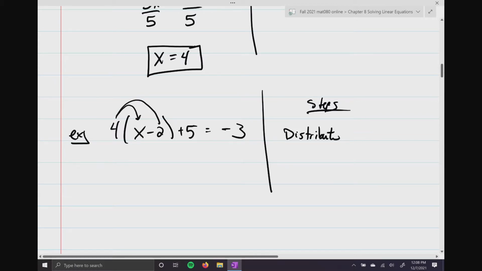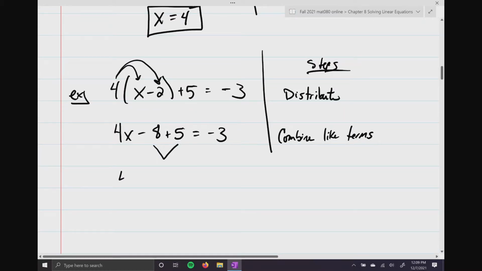So I'm going to distribute the 4 to the x and the negative 2. That's going to give me 4x minus 8 plus 5 equals negative 3. Now step 3, can I combine like terms on the left? The answer is yes. So I'm going to combine the negative 8 plus 5. So that's going to give me 4x, and negative 8 plus 5 is negative 3, which equals negative 3. There's nothing that I can combine on the right, so I'm done.